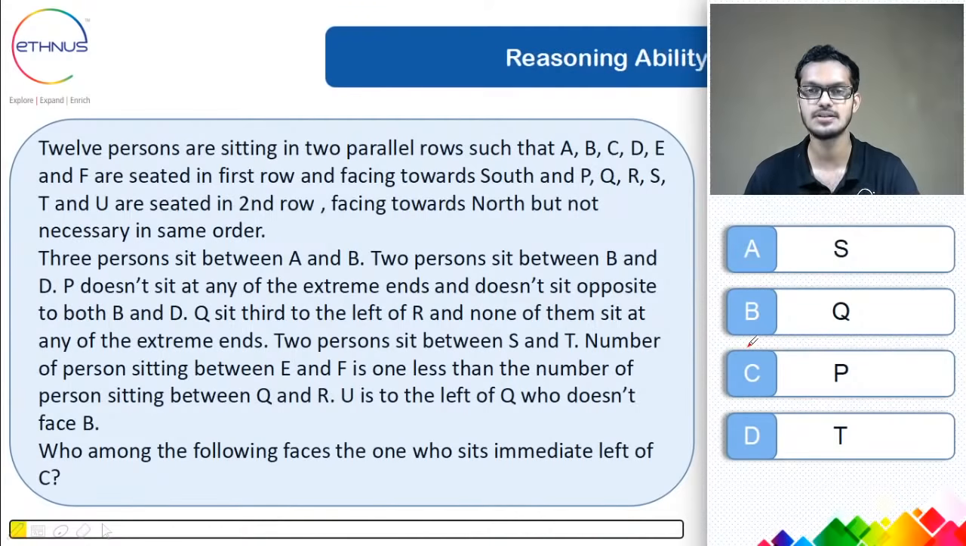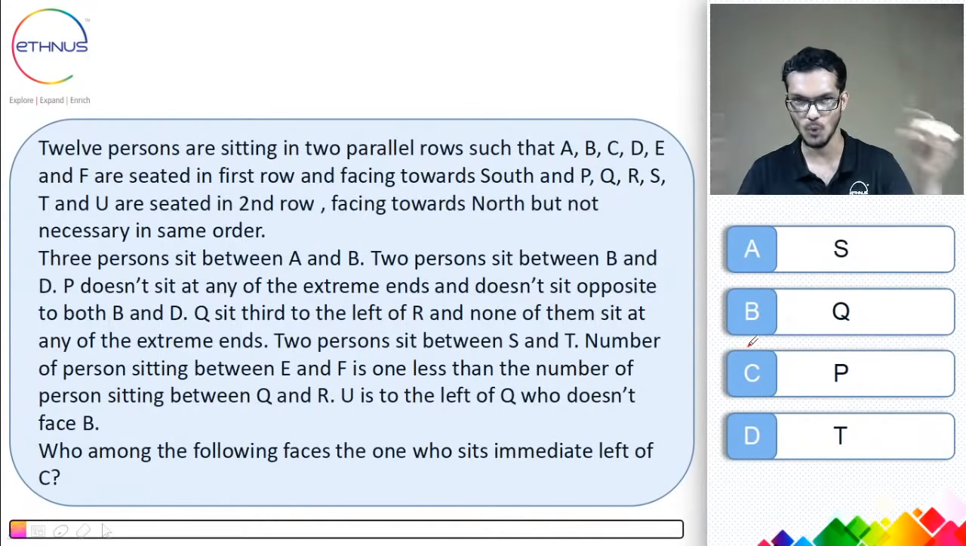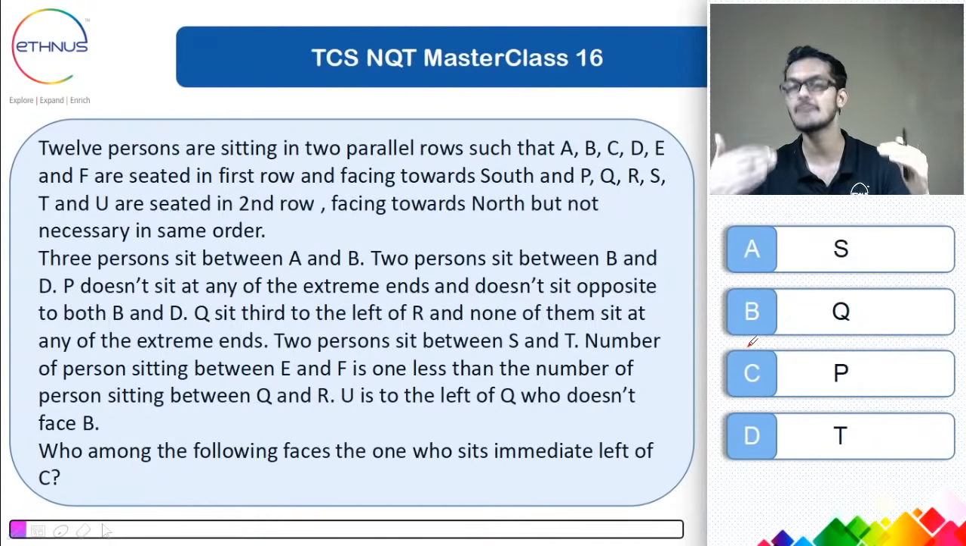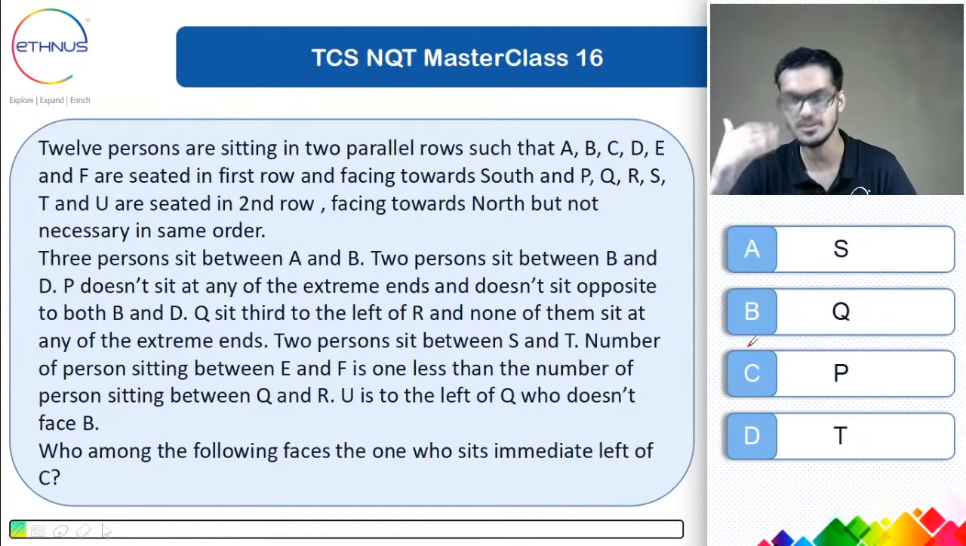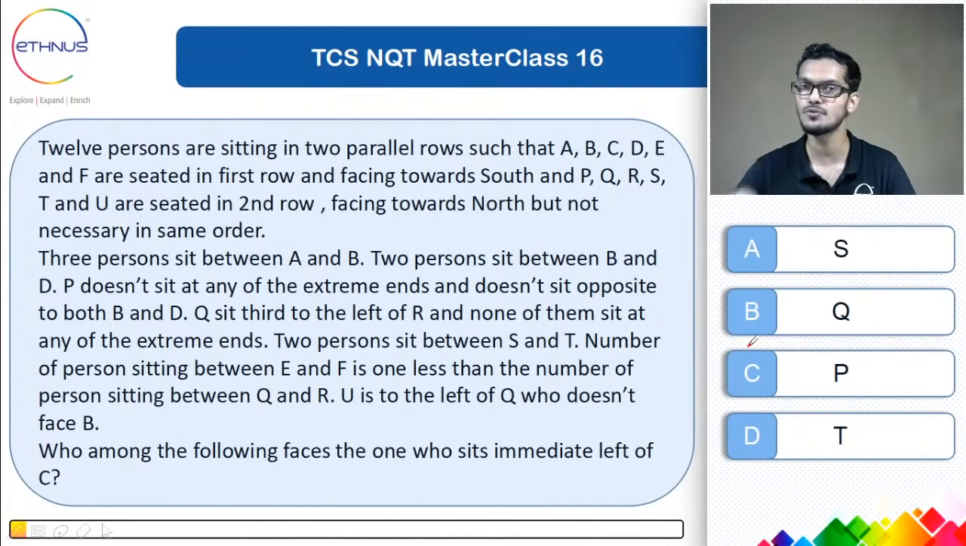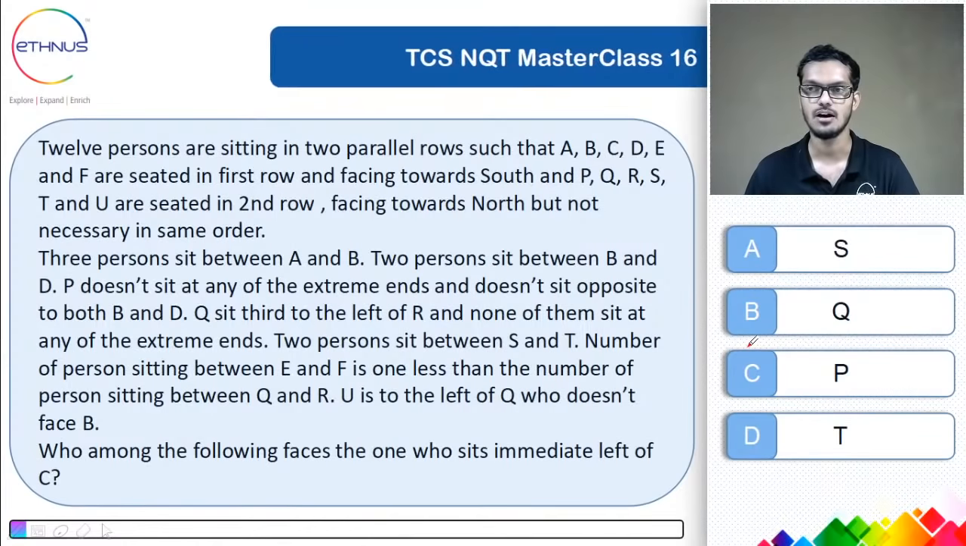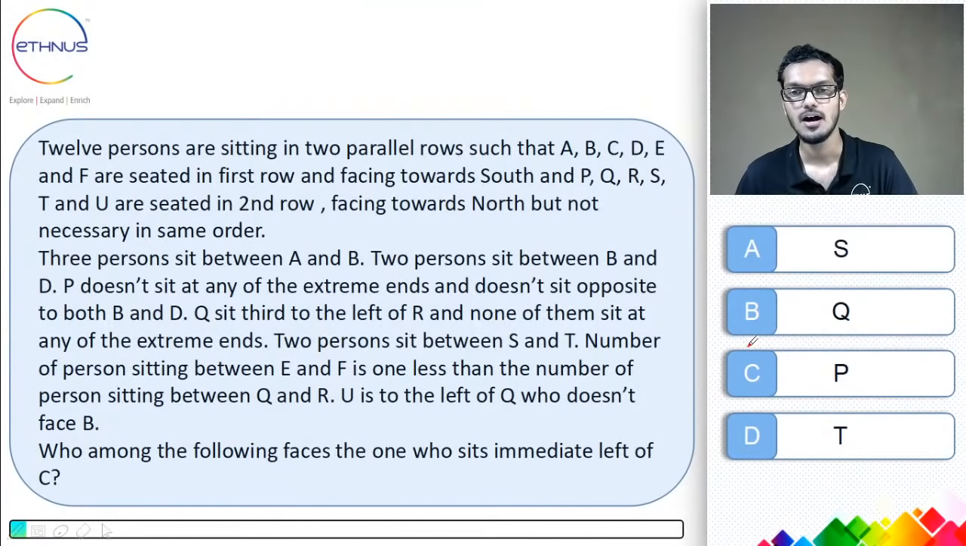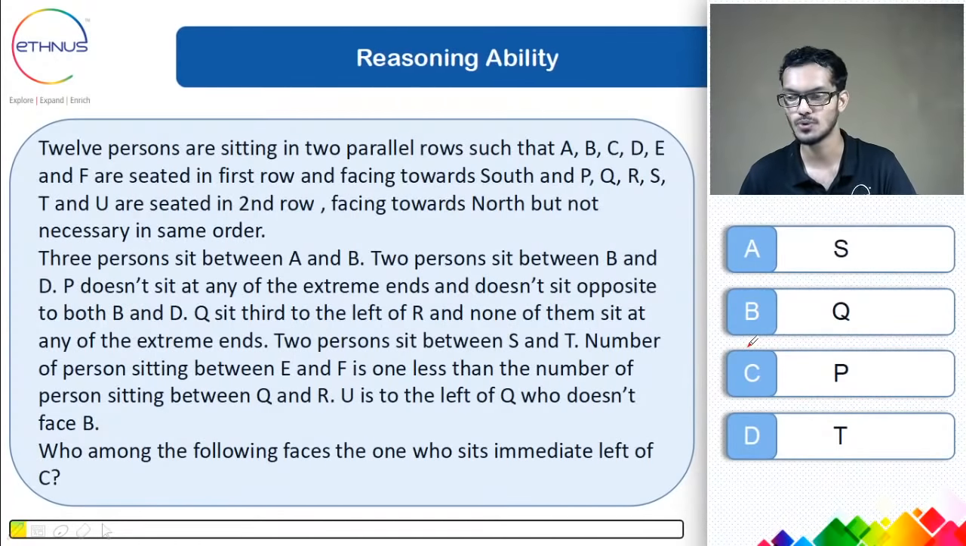The first thing you need to understand is that there are two parallel rows with 5 people in each row, facing towards each other. That is given in the first 2 statements. After that, a few conditions are mentioned. These are seating arrangement problems, which come under analytical reasoning or data arrangement. This is very important in the upcoming TCS NQT, so the more you practice, the more helpful it will be.